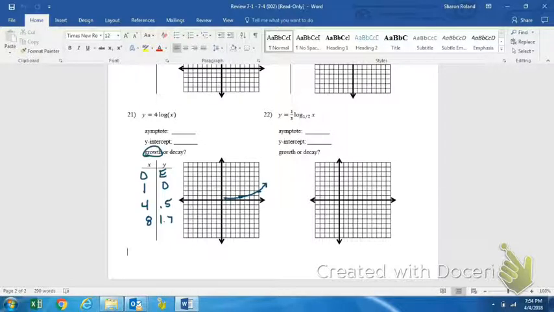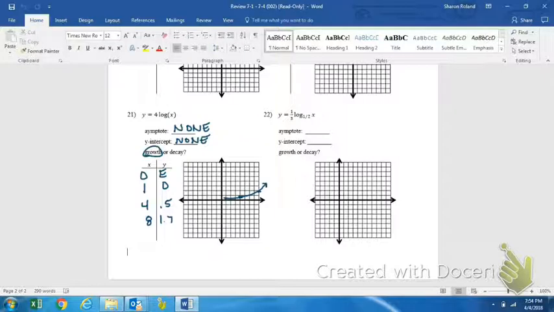The y-intercept is when x is 0, you have an error, so there is none. Sorry, your y-intercept. Your asymptote, it never crosses y equals 0, but it's not an asymptote because it doesn't keep getting closer and closer to it, so that's going to be none as well. It just doesn't continue on.